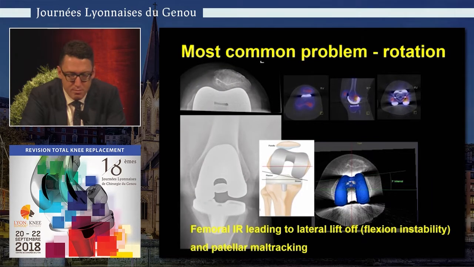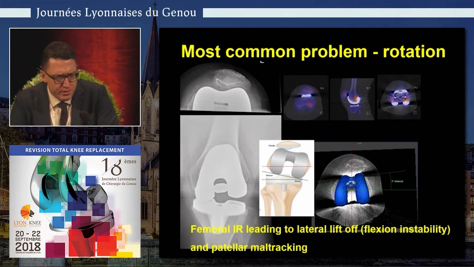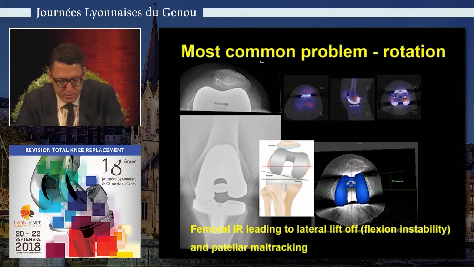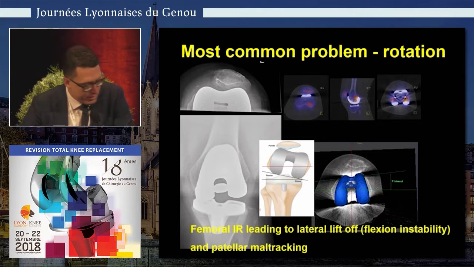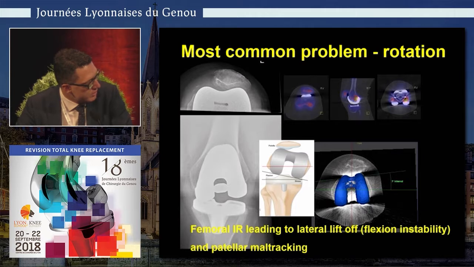The most common problem when it comes to revision surgery is rotational problems. And as you can see here, this is a typical problem. This is a lateral asymmetric flexion instability. You see on the Kamikaze view that there is a lateral lift-off. You see patella maltracking. The patella is loaded more on the lateral patellar facet. And then you assess the rotational position of the femoral component, and you see it's 7-degree internal rotated.